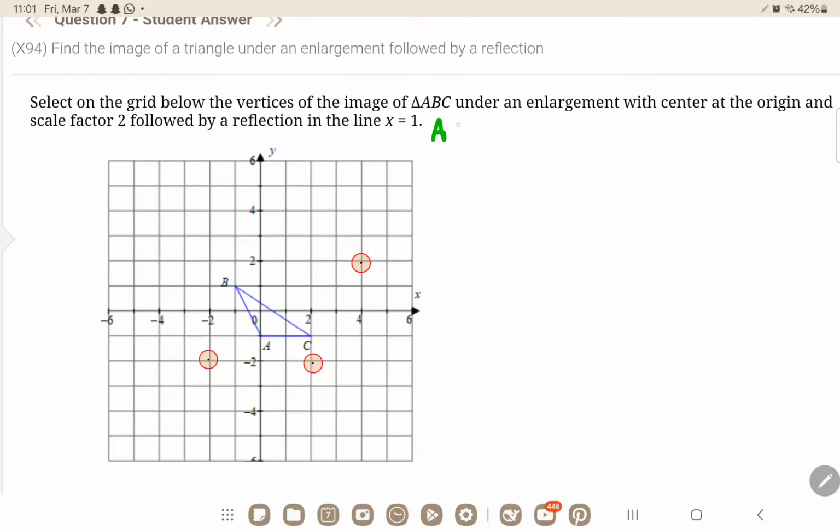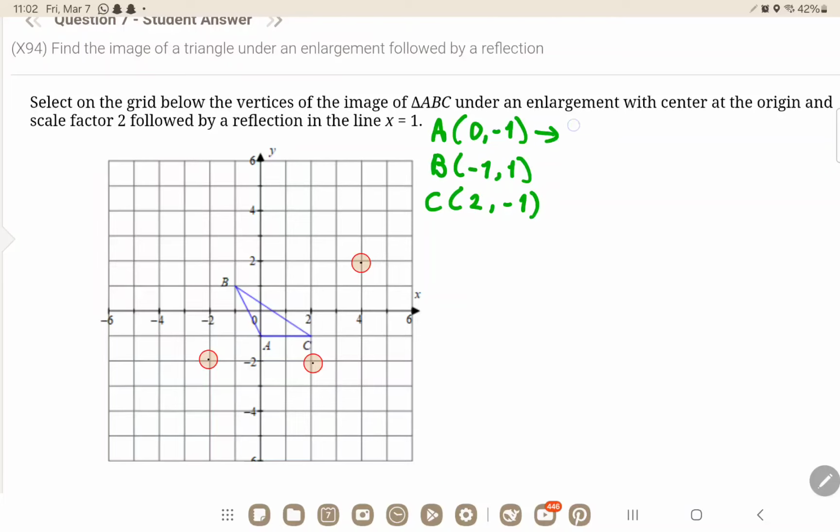So, you have the vertices. Let's first write down our points. A, which is 0, -1. B, which is -1, 1. I keep mixing them up. Anyways, C, which is 2, -1. So first, we have an enlargement with the center at the origin, and its scale factor is 2.